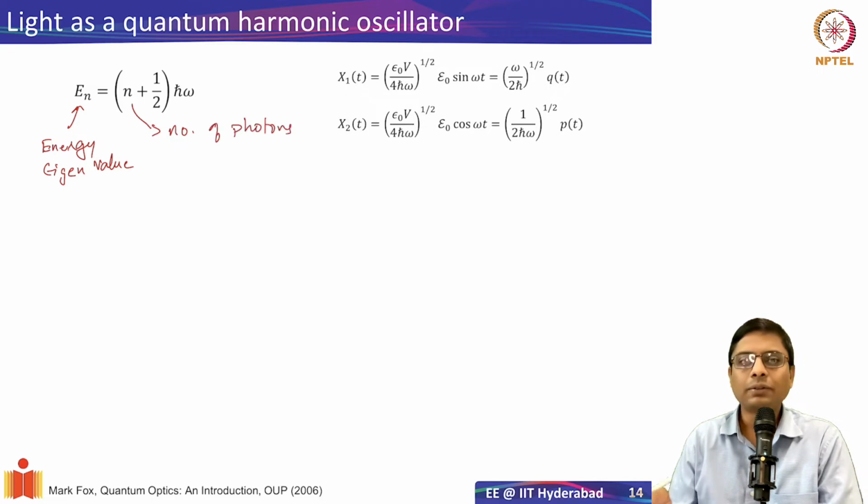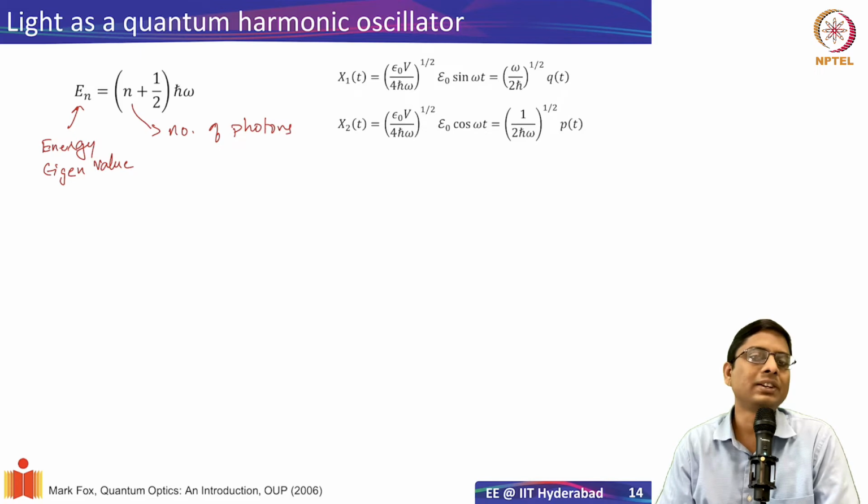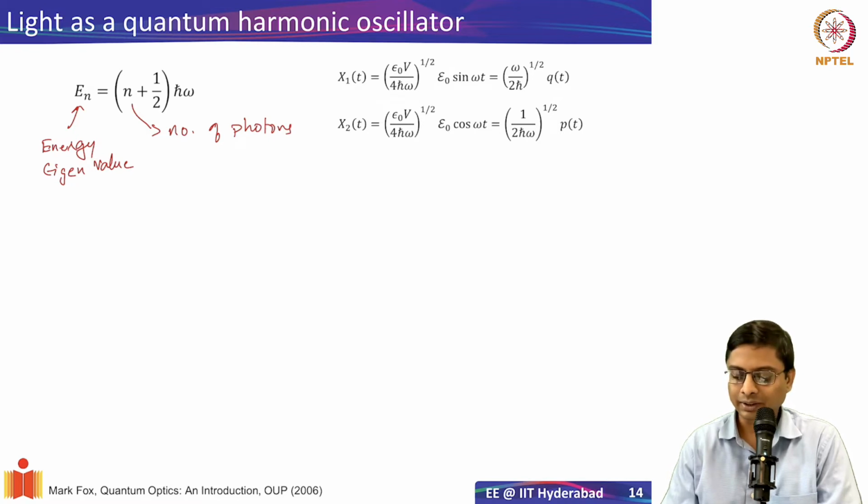If you look at classical electromagnetic waves, the energy can be continuously changed. Whereas quantum theory tells us that the energy is not continuously changed, but it takes discrete values given by this quantity here, n plus half h cross omega. This is one of the important results of treating light as a quantum harmonic oscillator. So what are the implications of this?